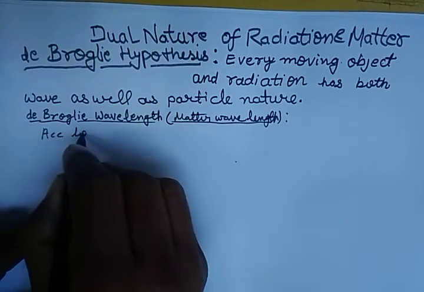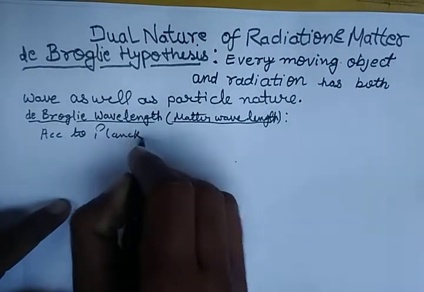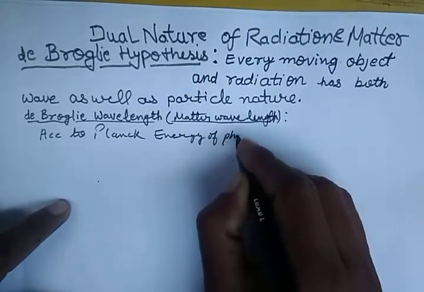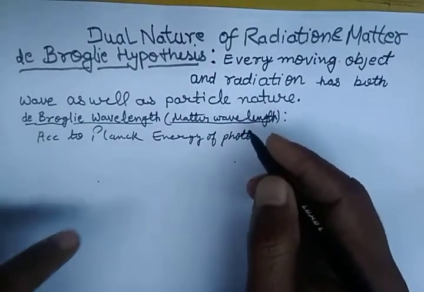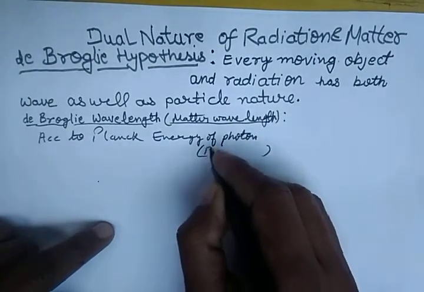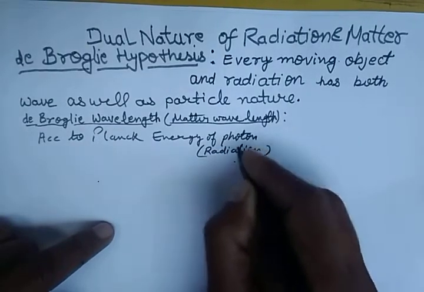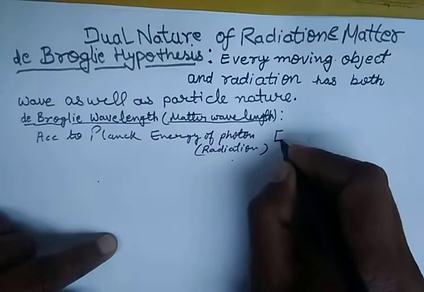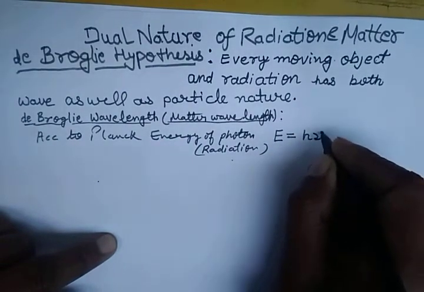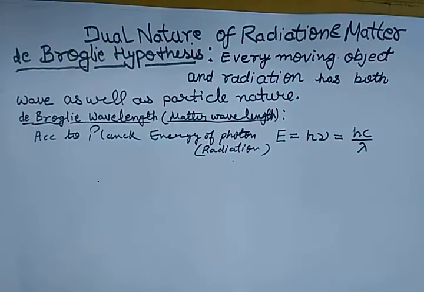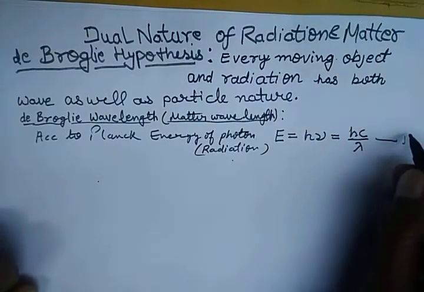So according to Planck, energy of photon, that is radiation. Actually, photons are the components of radiation. So in simple way we can write it like this: E equal to h nu, we know that, and this can also be written as hc by lambda. We know that h is Planck's constant, c is speed of light, and lambda is wavelength. Here nu is frequency. We can call this equation 1.